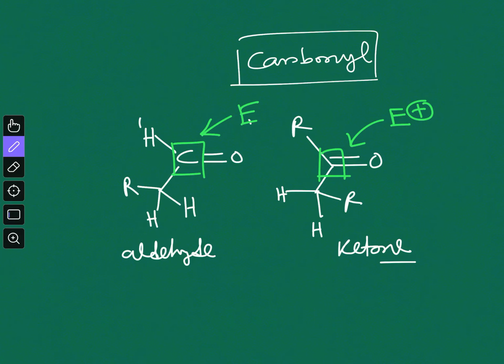So this center is electrophilic because this oxygen drags electron from this carbon in both cases, and that makes a delta plus charge over this carbon, which makes this center electrophilic, and any nucleophile can easily attack on this carbon atom. In case of both aldehyde and ketone, any nucleophile can attack. So the first thing is the electrophilic center, the carbonyl carbon atom. So this is the main reactive center of any carbonyl compound.